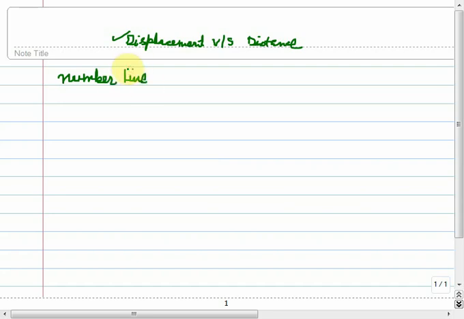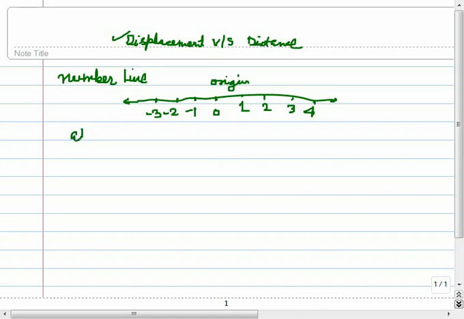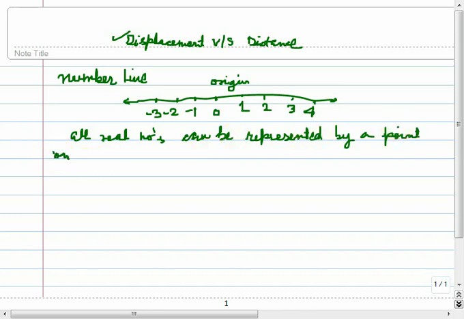You must have seen number line in class 6th or class 5th. That number line is like this. Here there is a 0 marked called origin, and numbers are marked on this line like this. And on the left hand side of the origin we have negative numbers at equal distances. That is, all real numbers can be represented by a point on the real number line. This is real number line.